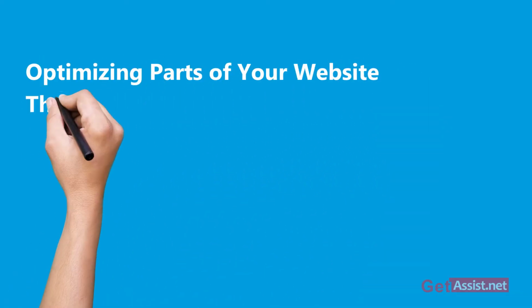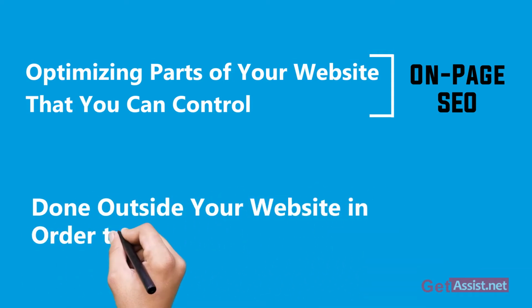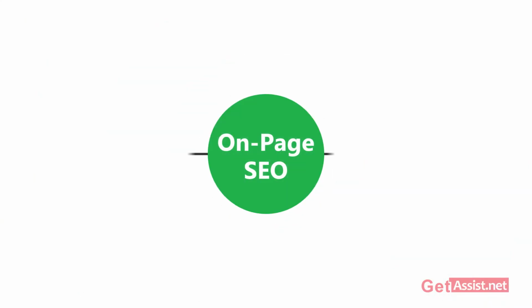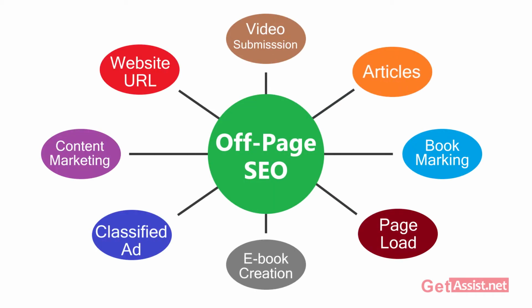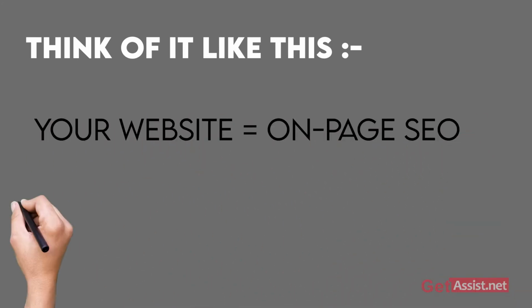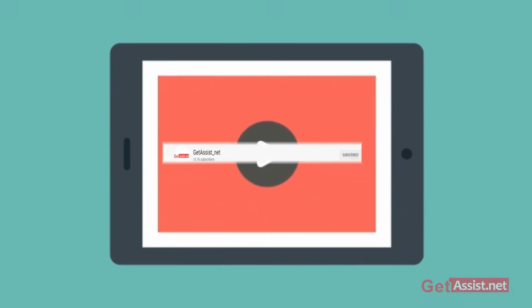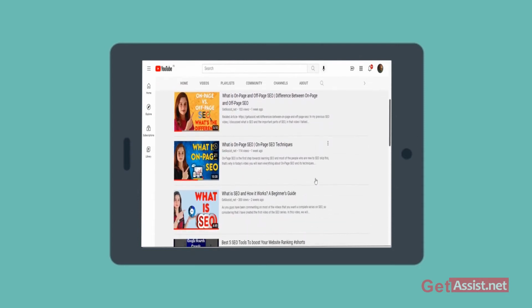As I already explained to you, on-page SEO is about optimizing parts of your website that are within your control. Contrary to that, off-page SEO is done outside your website in order to improve your search engine rankings. Just like on-page SEO is not only about placing keywords, off-page SEO is not just about links. It goes deeper than that. Think of it like this: your website is equal to on-page SEO, another site or platform is equal to off-page SEO. If you want to learn more about on-page SEO, you can watch my other videos, as in today's video, I'm going to walk you through everything you need to know about off-page search optimization.